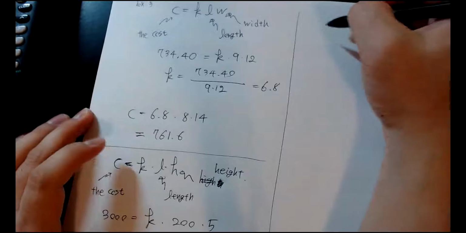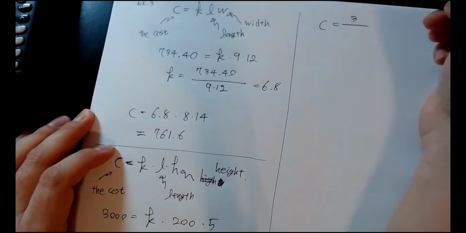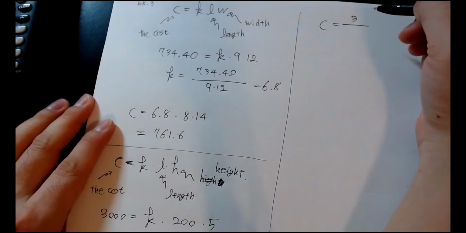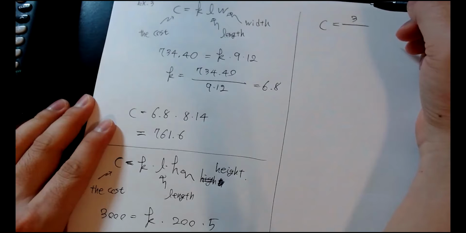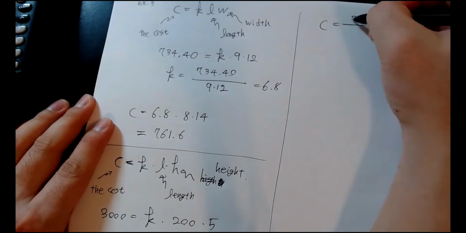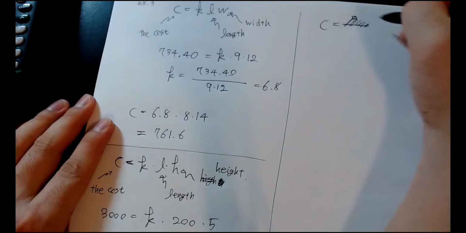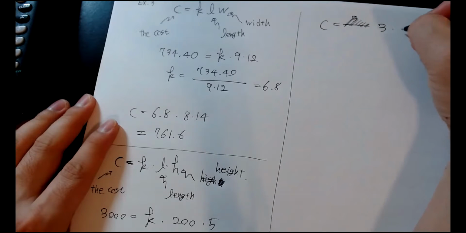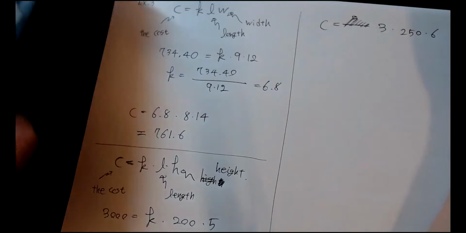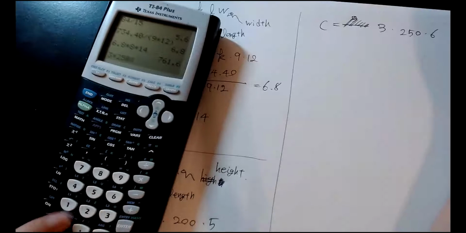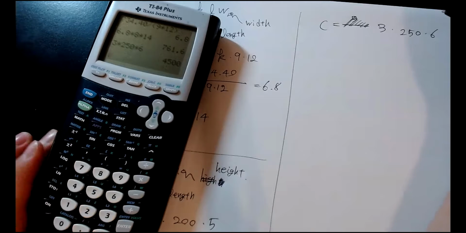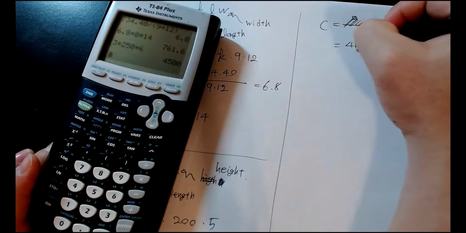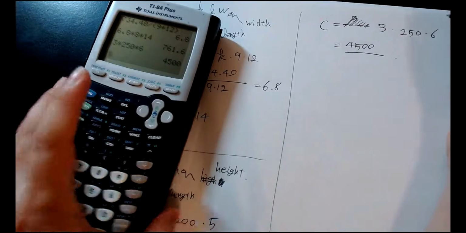So now C is equal to, we just got K, which is 3. The question is, what is the cost of a fence that is 250 long and 6 feet high? So we do 3 times 250 times 6, which is $4,500. That's the answer.